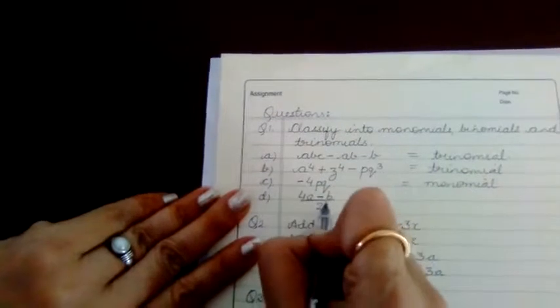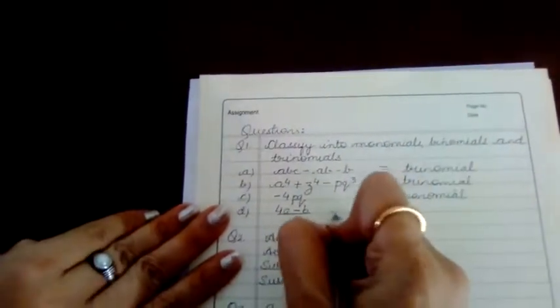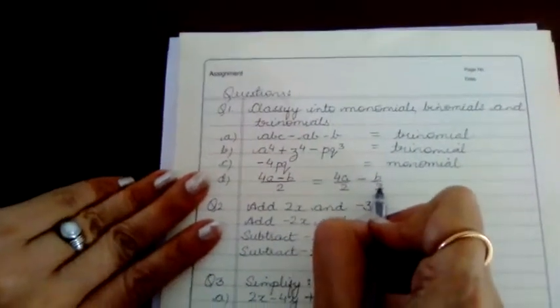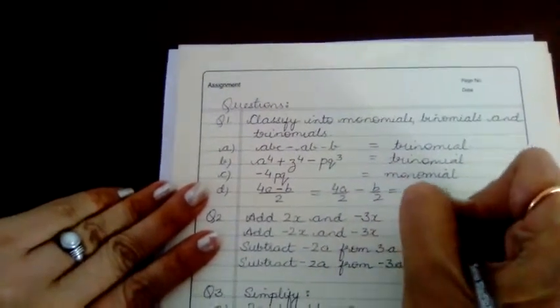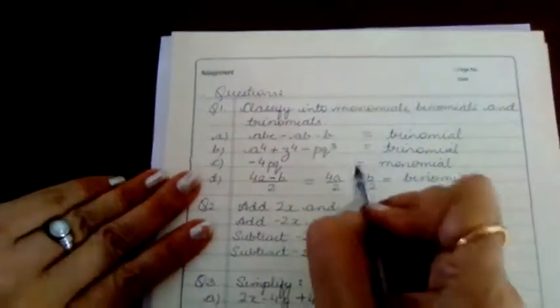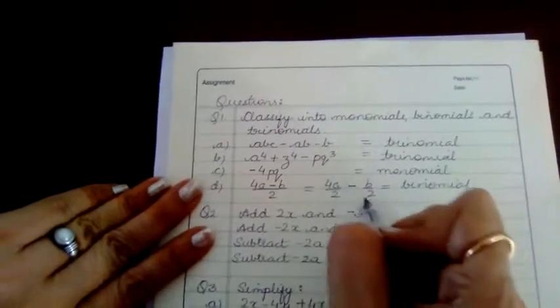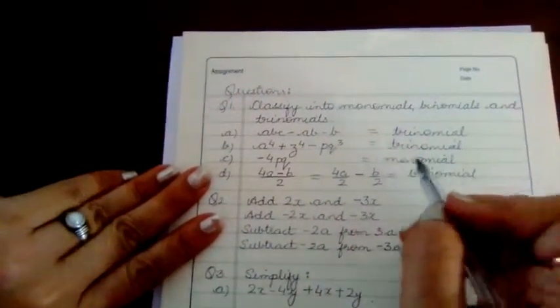Here we see a single expression with two terms, 4a minus b upon 2. This can be written as 4a upon 2 minus b upon 2. So we see there are 2 terms here. This is a binomial. We only consider the addition and subtraction signs for the terms. We do not consider the division or multiplication for the terms.